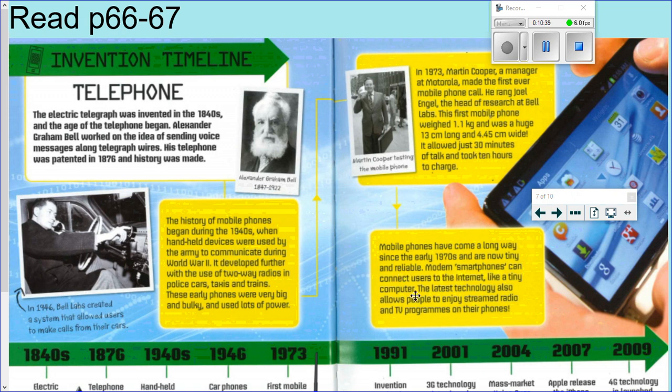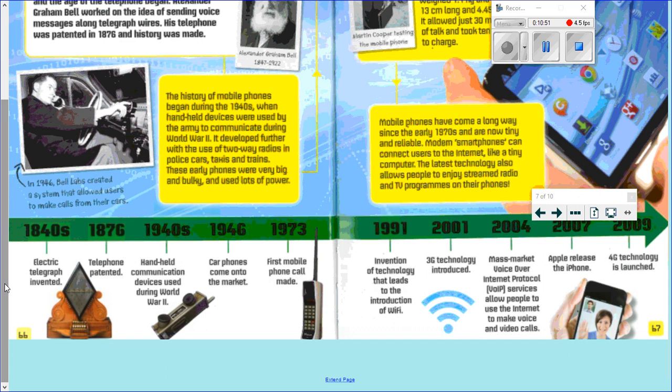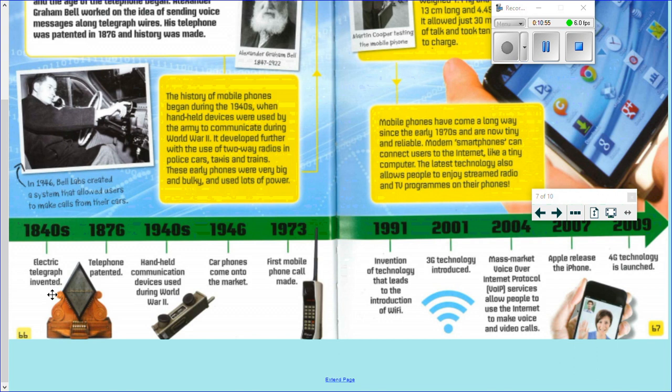Modern smartphones can connect users to the internet like a tiny computer. The latest technology also allows people to enjoy streamed radio and TV programs on their phones. Are we ready for the telephone timeline? So in the 1840s, electric telegraph invented. In 1876, telephone patented. In the 1940s, handheld communication devices used during World War II. Not quite like the phone that we'd carry around today. In 1946, car phones come onto the market.